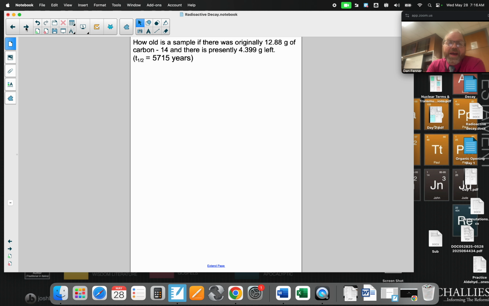All right. Let's do one last one. And this, again, is why I have to do radioactive decay, so let's make sure we go through this one. How old is the sample? There originally was 12.88 grams of carbon-14, and there's presently 4.399 grams left. Now, this is carbon dating, and you know how I feel about it. It's good to 10,000 years, so all my values will be under 10,000 years because that's as accurate as we can really be.